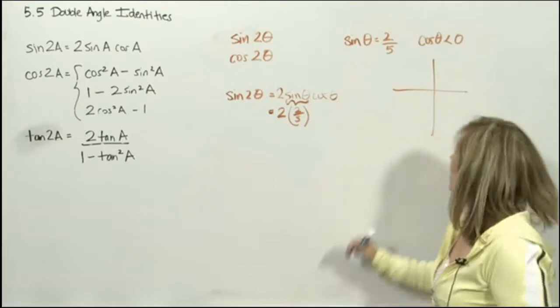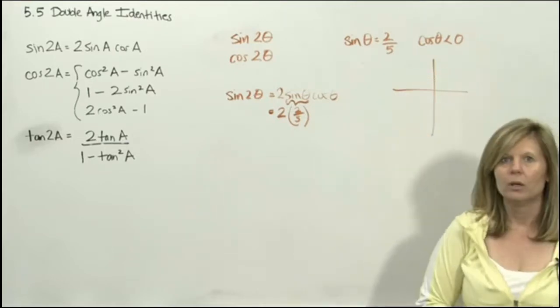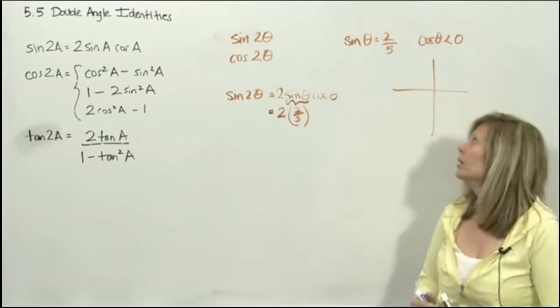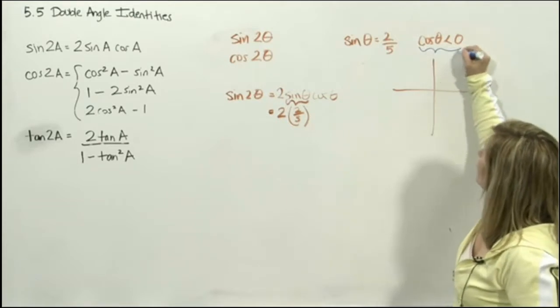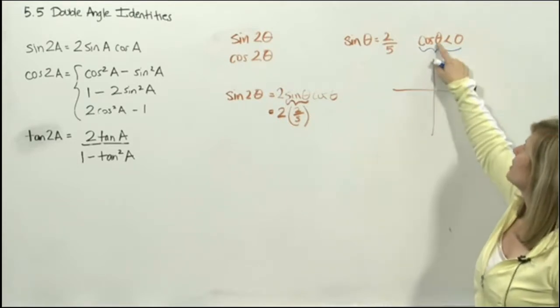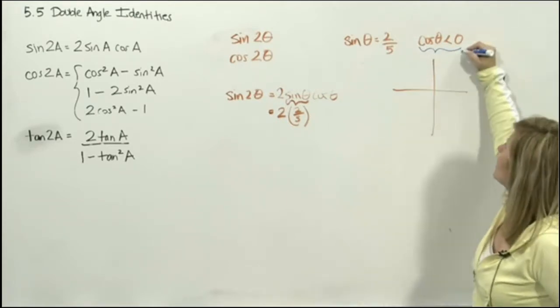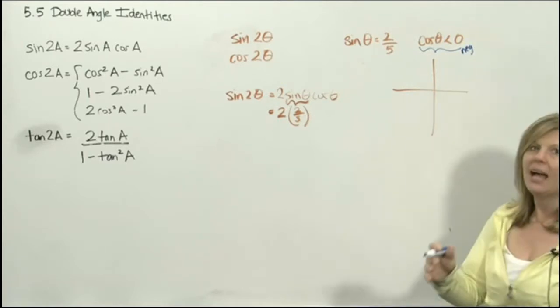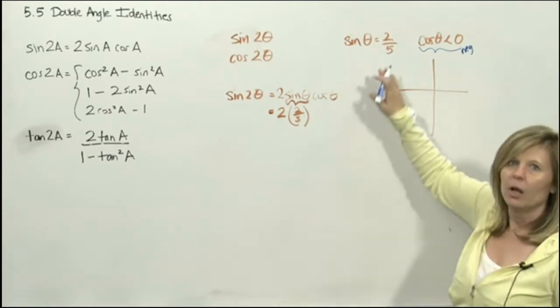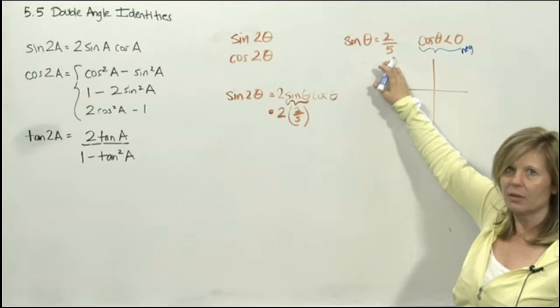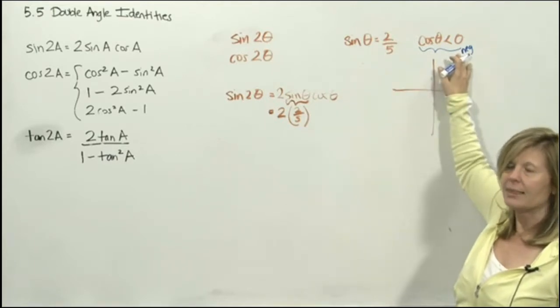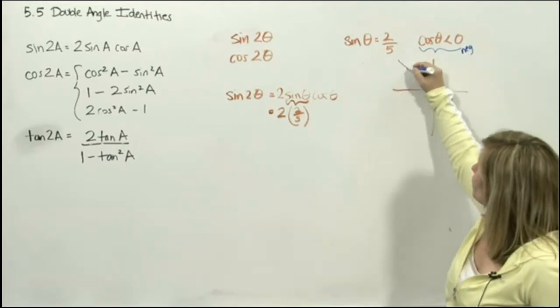That tells us our triangle is either quadrant 1 or 2. But it matters which quadrant. So what's this information telling us? If cosine theta is less than 0, anything less than 0 is negative. And now we can make a decision. Where is sine positive but cosine negative? That would be in quadrant 2.